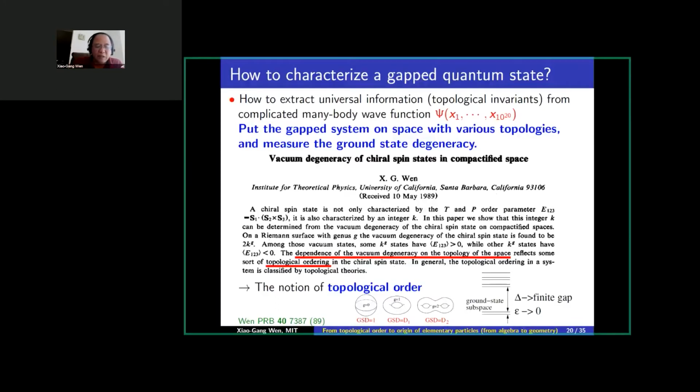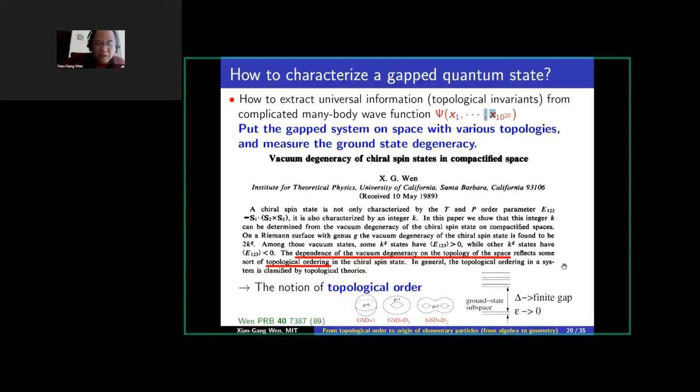So here's the idea: we put this wave function on a space with different topology. Like in two-dimensional space, we may have a sphere, a torus, or a genus 2 Riemann surface. Then we put the wave function of a quantum gas in 2 dimensions on these spaces with different global topological properties. And then we find that this wave function may have a different degeneracy. This ground state degeneracy below the energy gap may be different. Like on a sphere, the degeneracy is 1. On the torus, it's D1. On the genus 2 Riemann surface, D2. So we can use this degeneracy to describe the different wave functions.